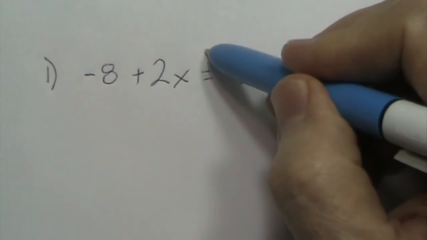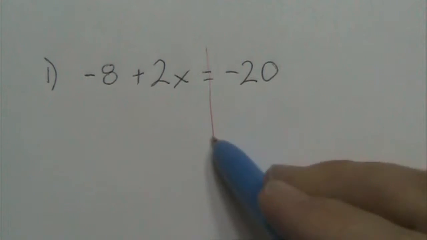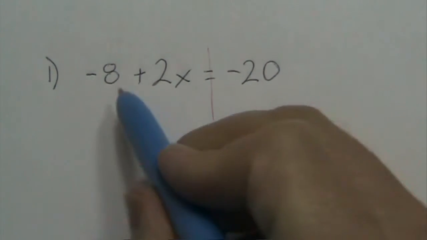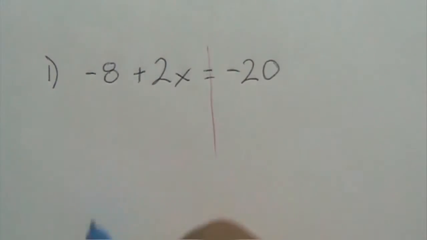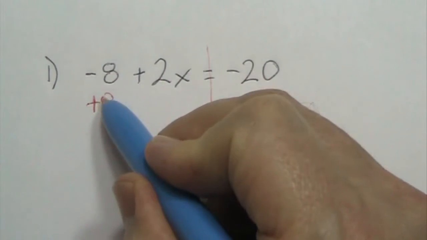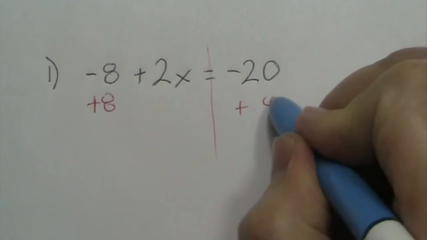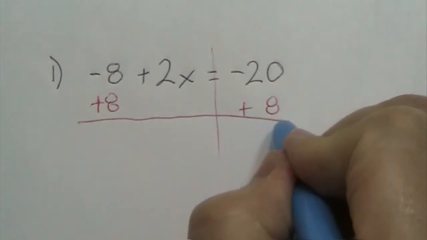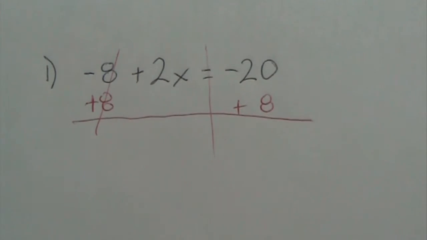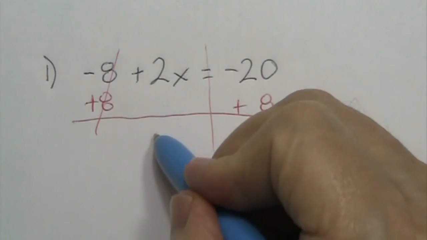In any equation, you have a left side and a right side. We want the x by itself. Our first step is to get rid of the constant. To get rid of the constant, I want to make that a 0, add 8. That's now 0. Bring down the 2x.